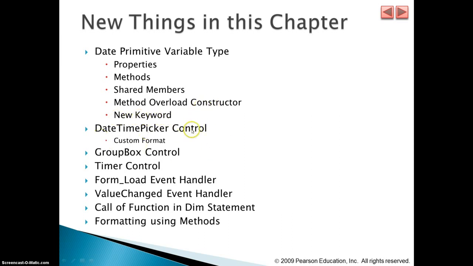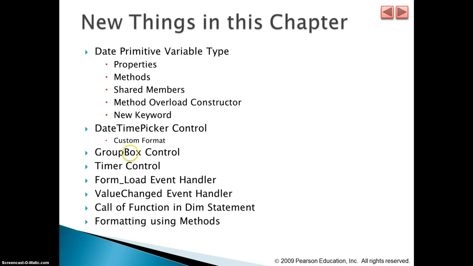Then the date time picker control is used in the user interface. It can be customized. I'm not going to go over a lot of that. The customization just introduced how it's used. You can go over that on your own in the chapter. Then there's another user interface control called the group box. That is very handy for organizing objects.